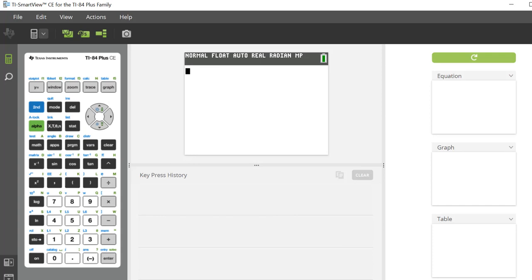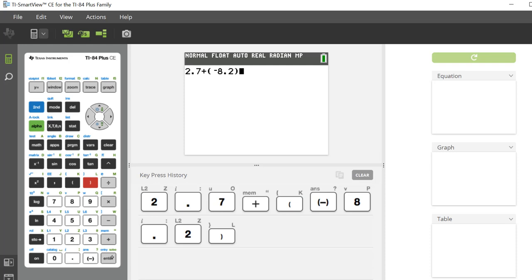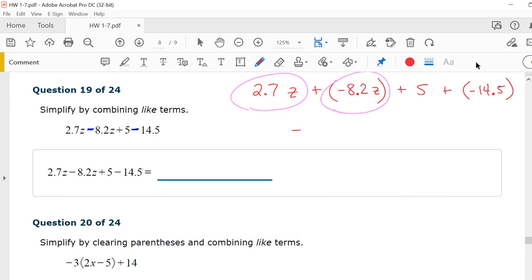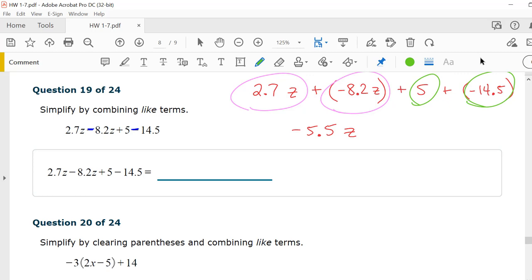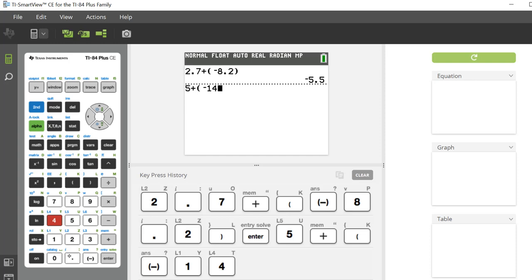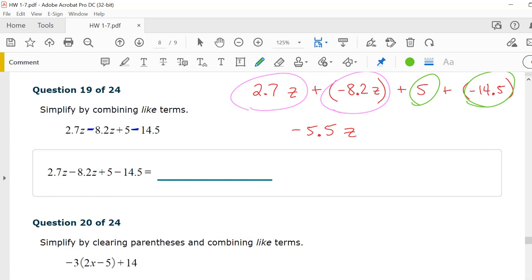2.7 plus negative 8.2 is negative 5.5. I have negative 5.5z. Okay, now the number. I have 5 plus negative 14.5. 5 plus negative 14.5 is negative 9.5. So I have plus negative 9.5. Instead of writing plus a negative, I'm going to write negative 5.5z minus 9.5.